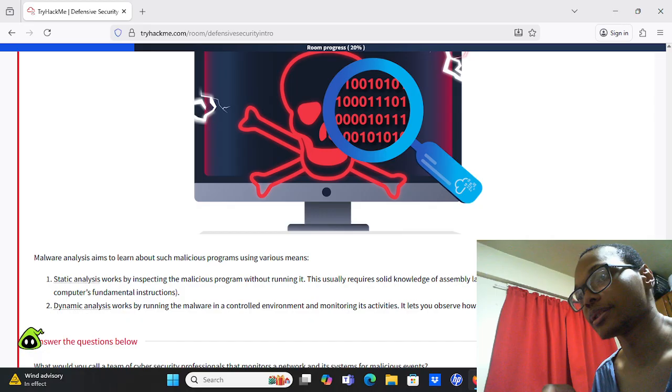Okay, let's see what we can do here. What would you call a team of cybersecurity professionals monitoring the network and the system from malicious elements? Let's see if we can find it in the notes. Okay, we got the second one. Digital forensic incident response.